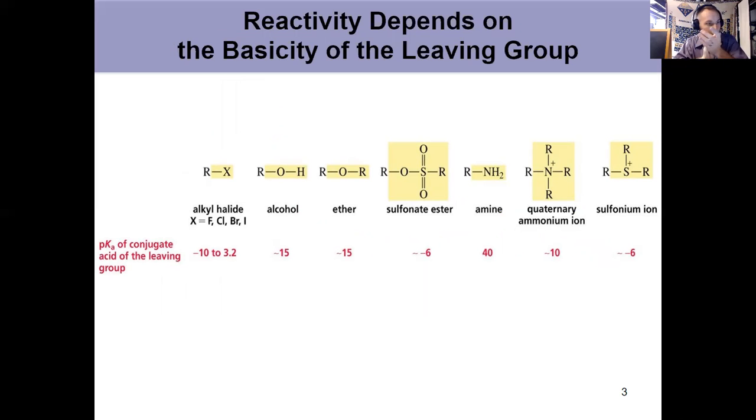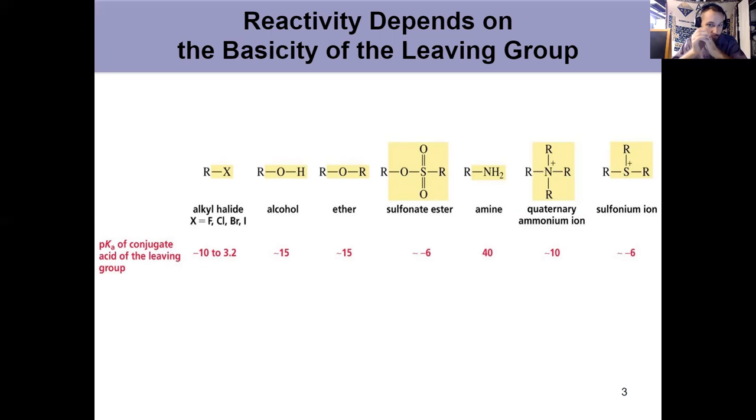But look at alcohols and all the other groups that we're going to see here, compared to alkyl halides. Because we know that reactivity of these things depends on the basicity of the leaving group. A weak base is a good leaving group. We've established that before. But alcohols and ethers, for example, are stronger bases. Thinking about the conjugate base, hydroxide or alkoxide, OH minus or OR minus for an alkoxide. So if it's a stronger base, that means that it's a poorer leaving group and it's less reactive.